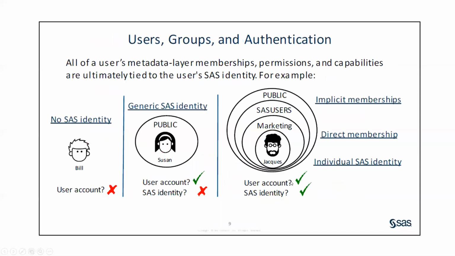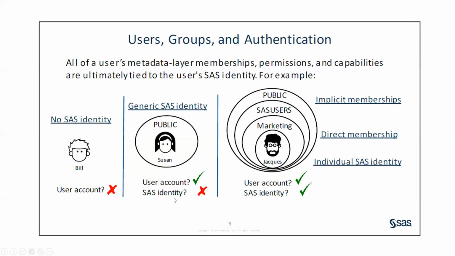Okay. Let's see the users, groups and authentication. So you created a single user. So we are not authorized to look at anything. So we should have a user account, and also we have a SAS identity. What is a SAS identity? It is nothing but we should be in a group. Okay, we should be in a group.